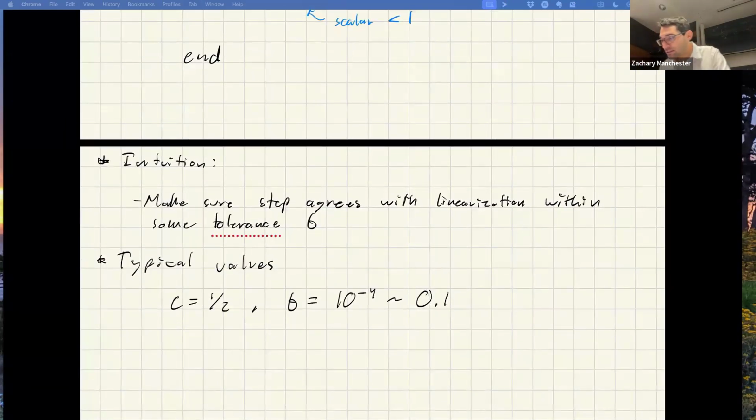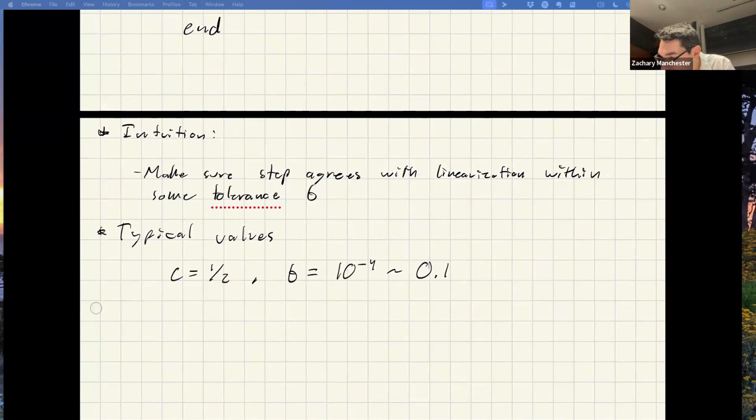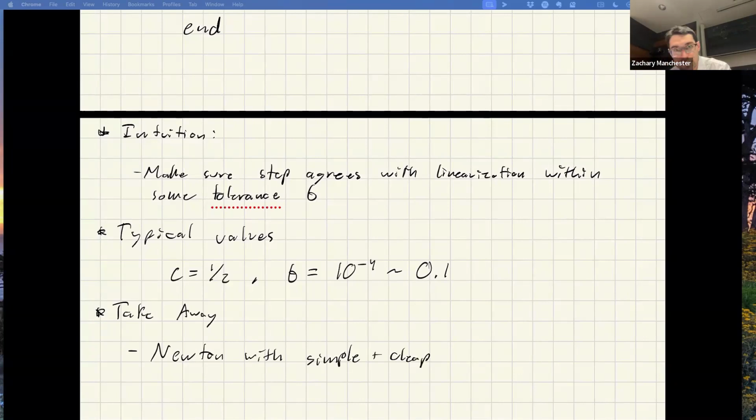Okay. So just some summary takeaways from this whole thing. The message is, Newton is awesome, but it has some issues. And then with these two tweaks, namely regularization, which guarantees descent, and the line search, which fixes these overshoot problems, you've got a pretty rock solid method that you can do some really awesome stuff with. So Newton with relatively simple and cheap modifications.